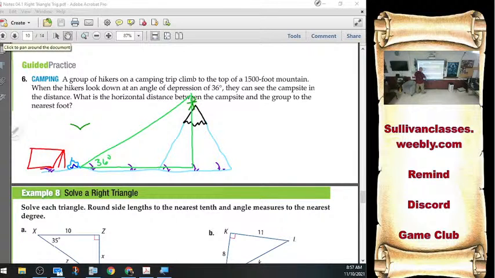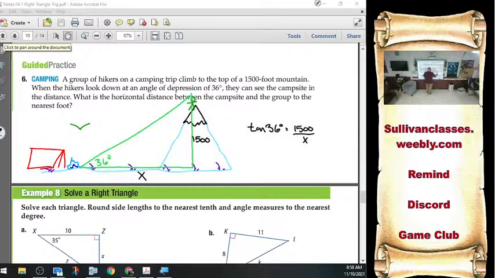So, regardless, you do the thing and it says it's a 1,500-foot mountain. Clearly not drawn to scale. Otherwise, stick figure Steve's about 82 feet tall. And I want to know the horizontal distance. Again, sine, cosine, or tangent? I see opposite and adjacent. So I'm going to say the tangent of 36 is 1,500 over x.